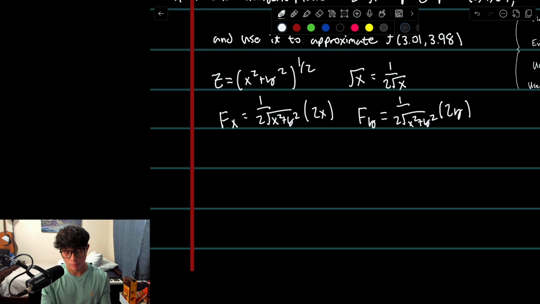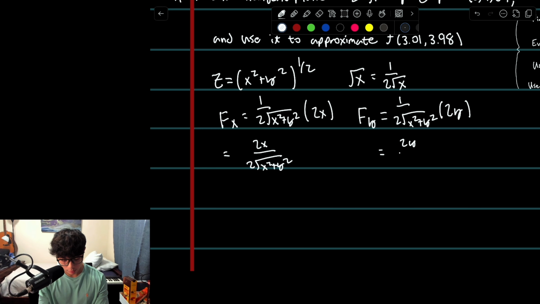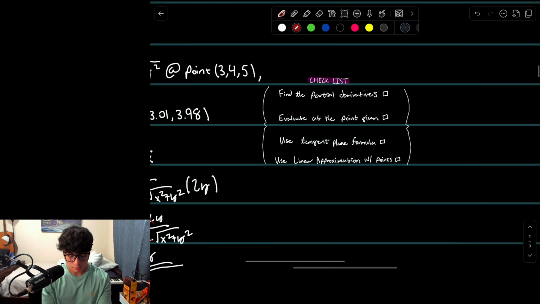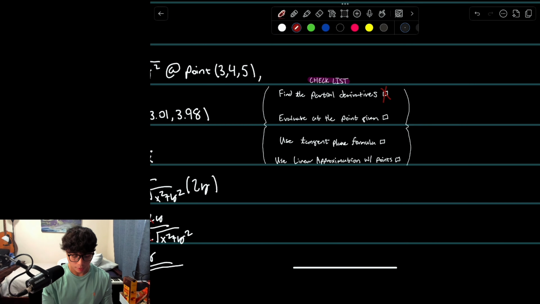Now simplifying even further for both of these, this can become 2x over 2 times the square root of x squared plus y squared, and this can become 2y over 2 times the square root of x squared plus y squared. And then we can cancel out the 2's, leaving us with x over the square root of x squared plus y squared, and y over the square root of x squared plus y squared. We can now check the first part off our list and look at the next part, being evaluate at the point given.